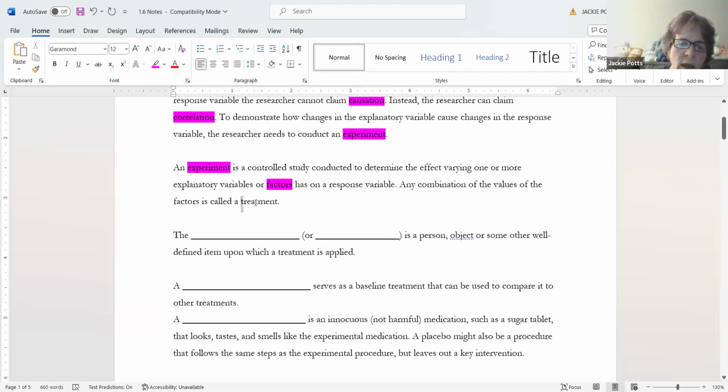And when we have factors that we tweak, these are called treatments. So it's any combination of them. We can have one that we tweaked, or maybe we had two. We don't tend to do a lot because we want to keep it controlled. But these are called treatments. Okay.